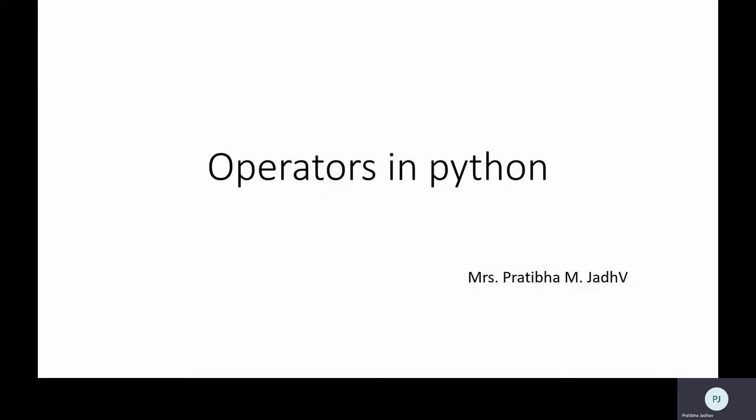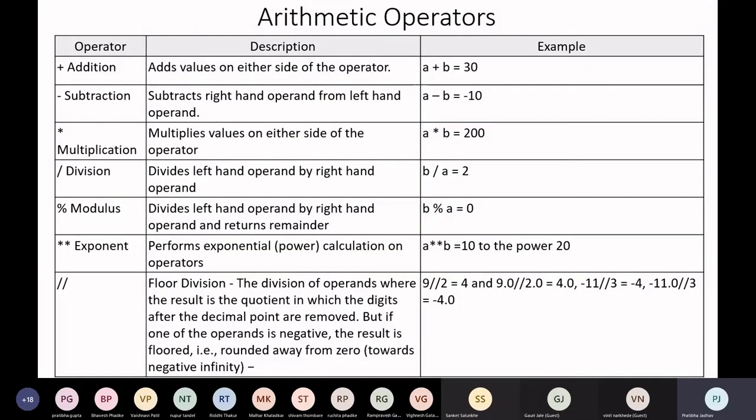Hello students, today we are going to learn about operators in Python. There are various types of operators in Python like arithmetic operators, relational operators, logical operators, assignment operators, bitwise operators. One by one we will have a look at each type of operator. First we will have a look at arithmetic operators: addition, subtraction, multiplication, division, modulus, exponent and floor division.